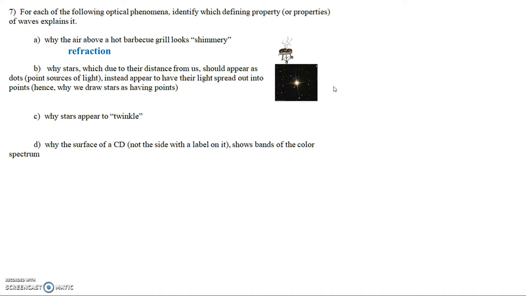So what property of waves would explain this? You're thinking of something that would cause the light to spread out. That's the key here. And so hopefully you've identified diffraction. Right? When a wave goes through an opening, it spreads out. So the question is, where's the opening? So you may think it has something to do with our atmosphere. It's not. It's something much, much closer to you.